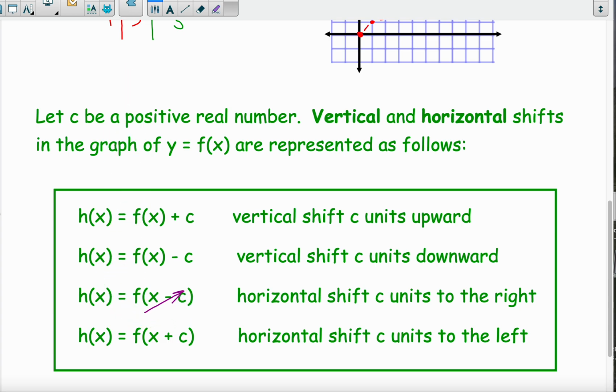If I'm subtracting a number, that's going to shift it to the right, like we did there. It shifted it 3 to the right. And if I'm adding a number, it's going to be a horizontal shift to the left. So this is the one that usually messes students up. This is pretty easy. Plus a constant, that's just up, minus is down. But here it's the opposite direction. So a minus is horizontally shifting to the right, and a plus horizontally shifting to the left. And all you really need to do is an example or two, and then you'll remember that.